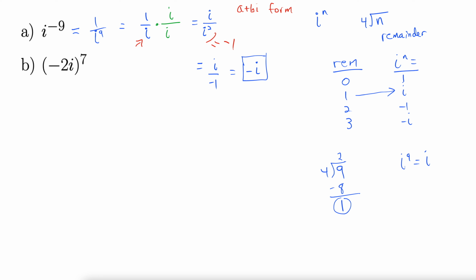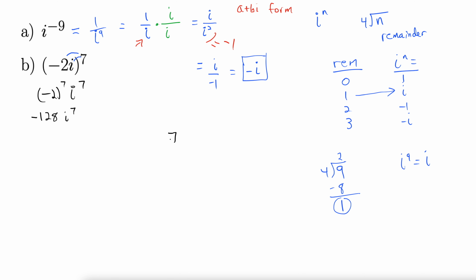Let's try part B. We have negative 2i to the 7th. Since these are multiplied together, this power of 7 goes through to both of them. So this is really negative 2 to the 7th times i to the 7th. Negative 2 to the 7th, maybe you know what that is, maybe you don't. It turns out it's negative 128 i to the 7th, so we just need to figure out what i to the 7th is.